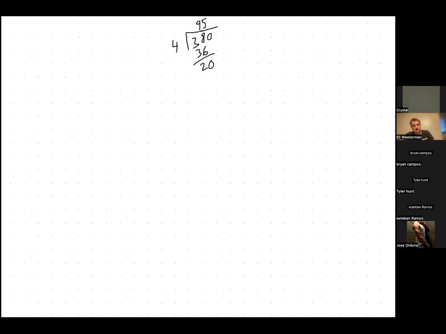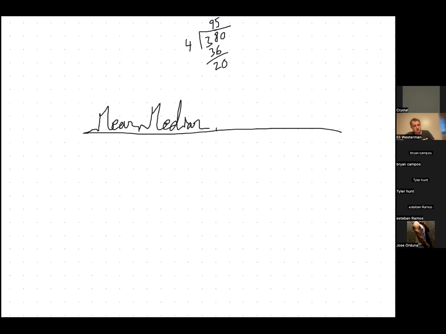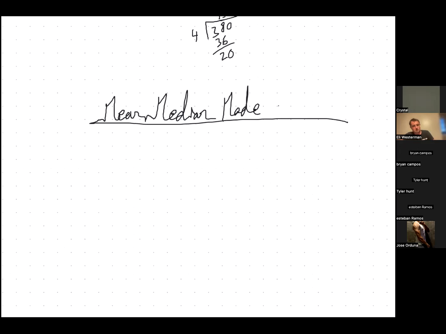So now let's talk about mean, median, mode and range. All right. So first I'm going to define all these things. So I'd write these down. The mean equals the average.